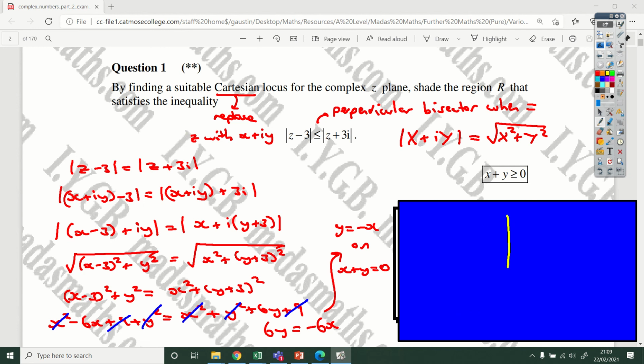Okay, so we'll draw on our locus. Okay, y equals minus x, I can easily draw that. That goes like this. Drawing it solid as well because our inequality is inclusive.